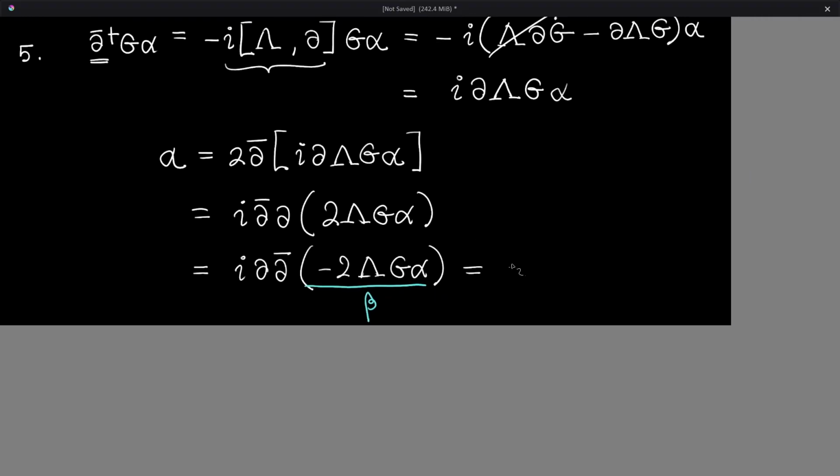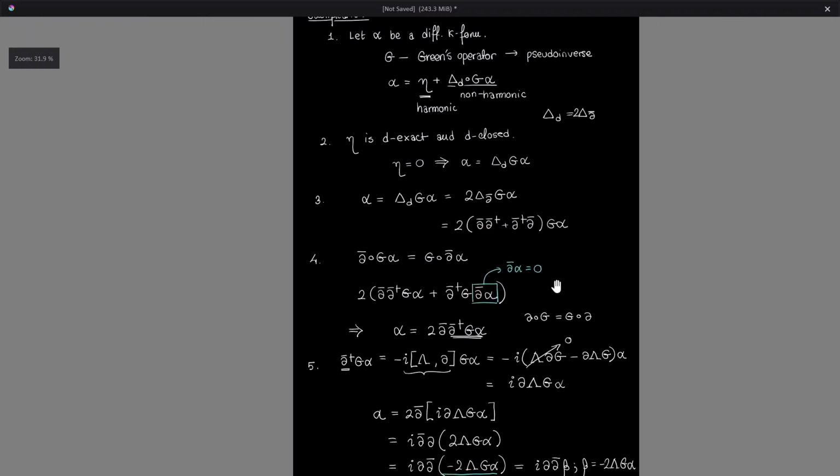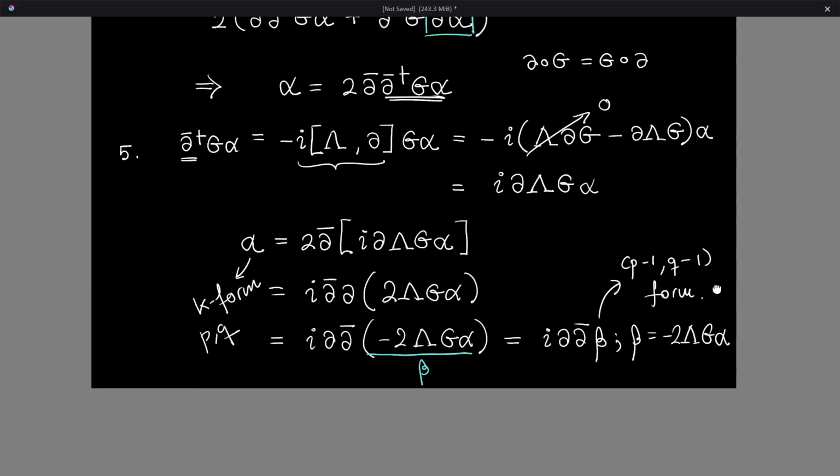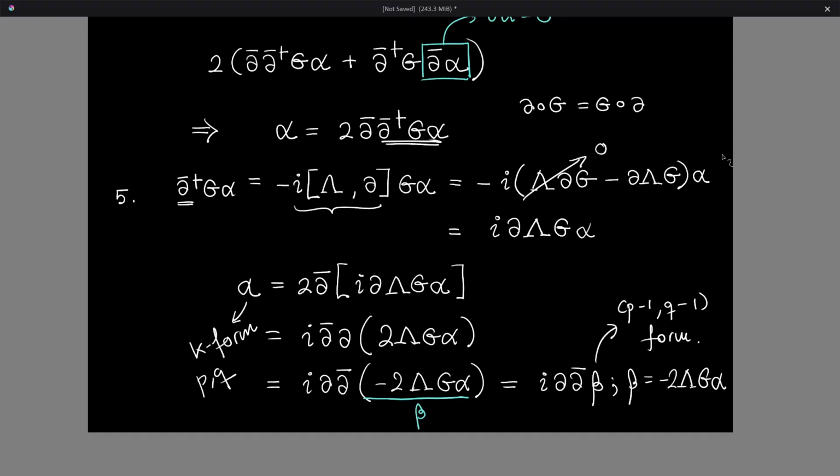We found what beta is supposed to be. It is equal to partial bar beta, where beta is equal to minus 2 lambda G alpha. There you go. So that completes the proof. That's how we proved that whenever you have a K-form alpha, it's also a (p,q) form, right? So then this would be a (p-1, q-1) form, right? So there you go. So now, with the partial bar lemmas linked to the Kähler identities established, I mean, we used the Kähler identities in order to prove this lemma, or justify this lemma.